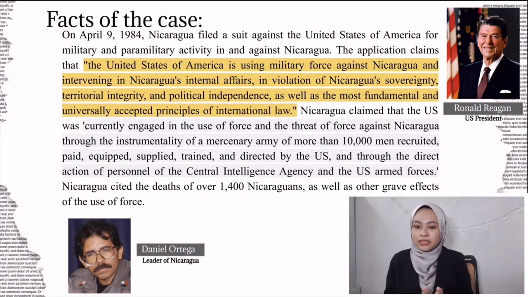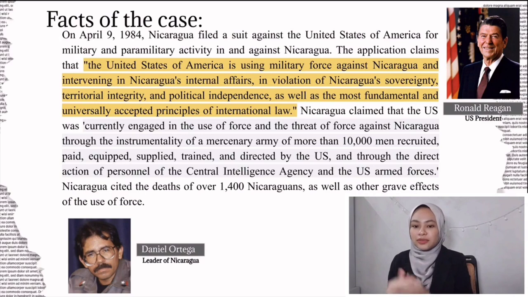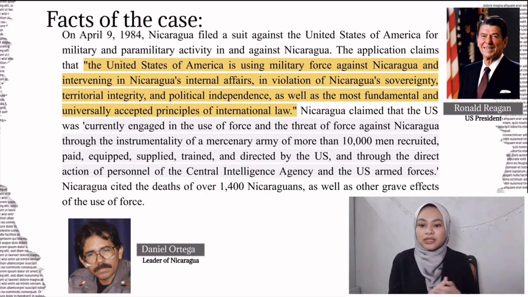On 9th April 1984, Nicaragua filed a suit against the United States of America for military and paramilitary activity in and against Nicaragua. The application claims that, quote, the United States of America is using military force against Nicaragua and intervening in Nicaragua's internal affairs in violation of Nicaragua's sovereignty, territorial integrity, and political independence, as well as the most fundamental and universally accepted principles of international law, end quote. Please pause the video to read more on the facts.